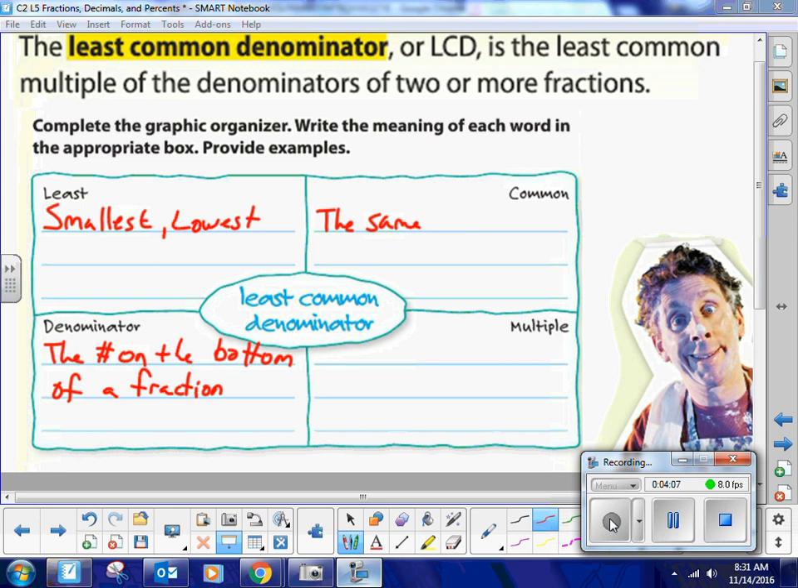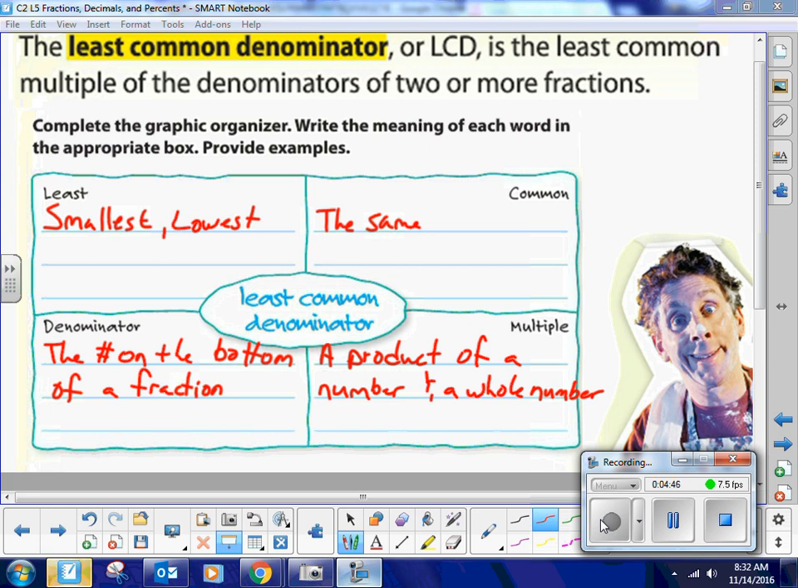right? And multiple. Now, multiple, we know what a multiple is. It's when you combine two numbers and you multiply them together. Let me just double check that. So a multiple is a product. Let me see if I can spell product correctly. A product of a number and a whole number. So a multiple is a product of a number and a whole number.